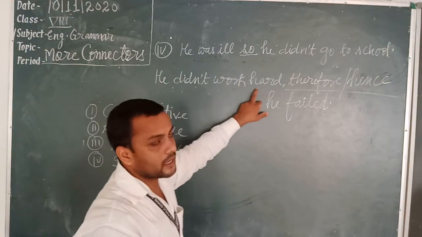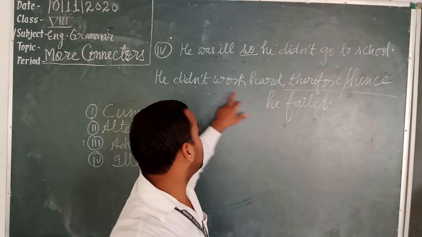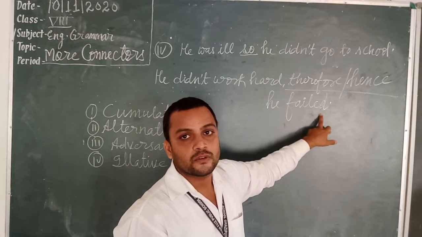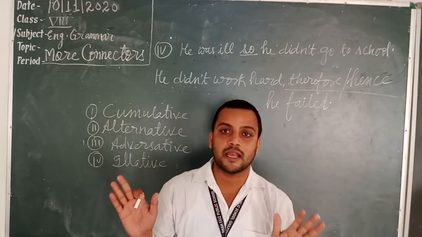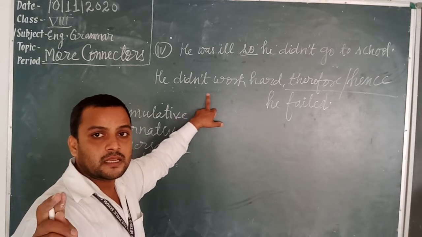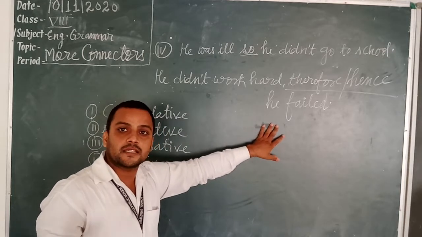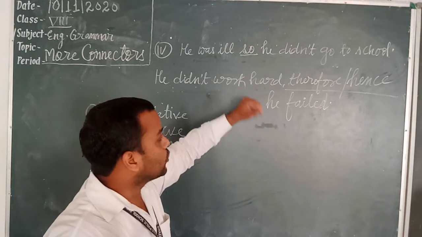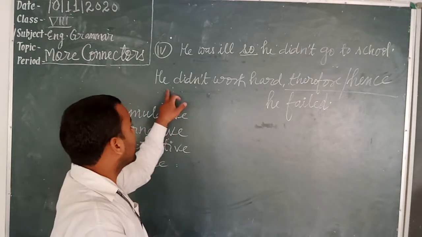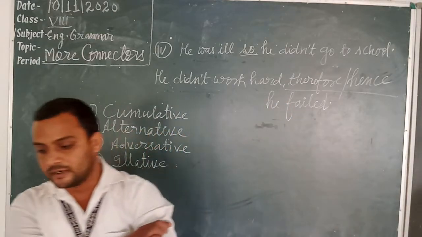He did not work hard, therefore he failed. Why did he fail? The reason was that he did not work hard. He did not work hard, so what was the result? He failed. In such sentences, when there is a sense of causal relation, when there are two types of sentences, in one there is the reason and in the second there is the result, then we use so, therefore, hence. Okay, as a result or consequently also. He did not work hard, as a result or consequently he failed.